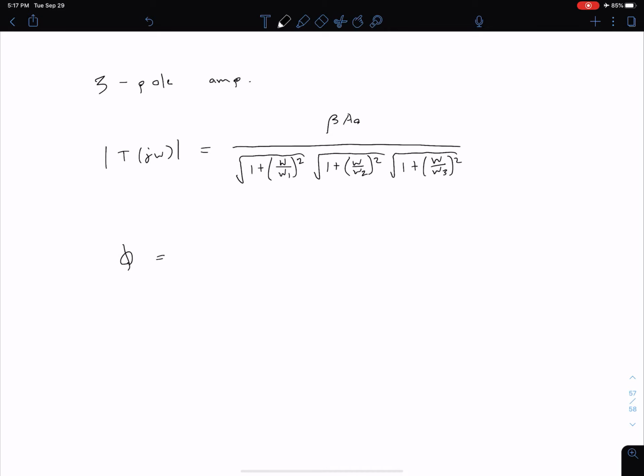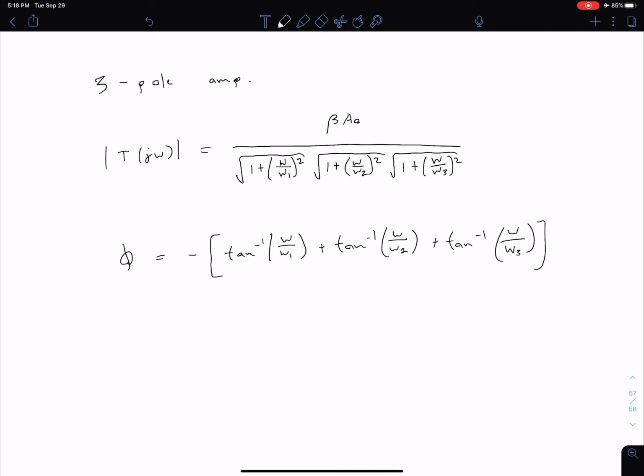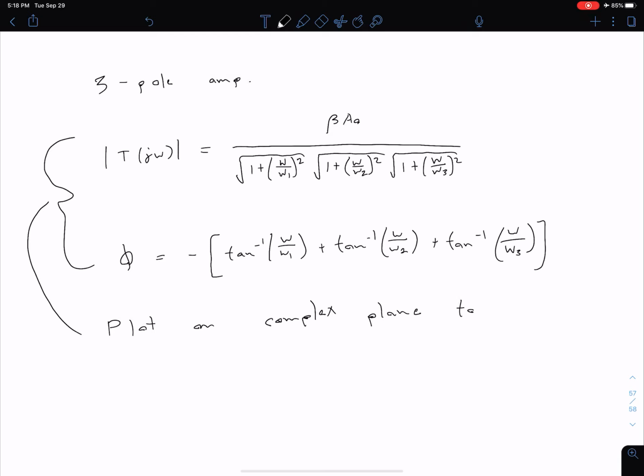And then we could also show that our phase is equal to negative the quantity, inverse tangent of omega divided by omega 1, plus inverse tangent of omega divided by omega 2, plus inverse tangent of omega divided by omega 3. So what we want to do to create our Nyquist plot is plot these on our complex plane.